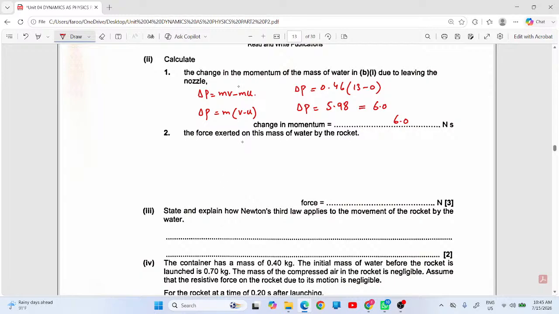The force exerted on this mass of the water by the rocket is: F equals change in momentum divided by time, delta P over delta T. Change in momentum 6 divided by the time, 0.2. No, it's 0.2. So the answer is 30. So the force is 30 newtons.